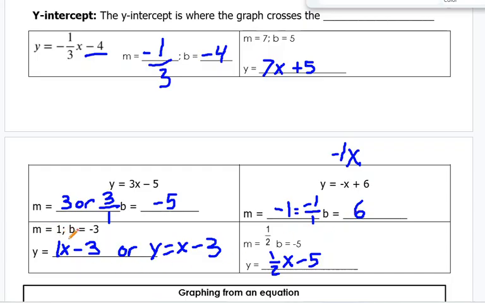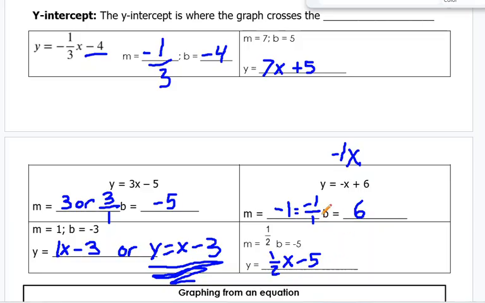Same thing here. This has a 1 for the slope. So you could write it as y equals 1x minus 3, but the most common and most simplified way you would see it is they don't write the 1 when there's a 1. So it would just be y equals x minus 3. This one that says m equals 1/2 and b equals -5, my equation would be y equals 1/2 x minus 5. Okay? So that's slope-intercept form. y equals mx plus b.